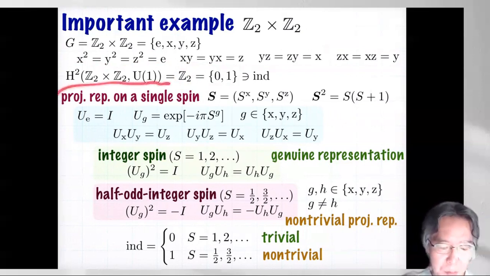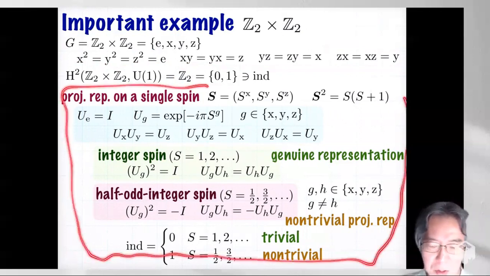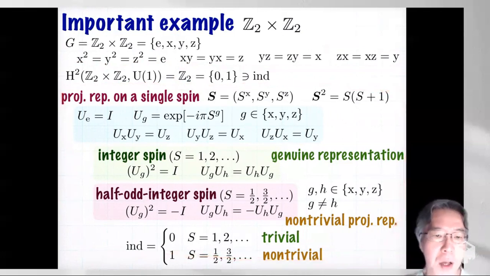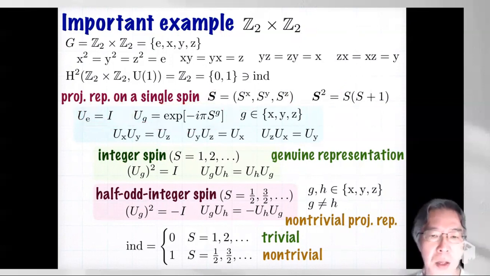You don't have to understand the abstract theory, but you need to understand this particular example to understand the rest of my lecture. The important example is the projective representation of Z2 cross Z2 given by a single quantum mechanical spin. This is our spin operator, and S is the spin quantum number. Then define these unitary operators. This is just the identity, and this is the pi rotation operator in the spin space. Then you easily find that this U satisfies this relation.